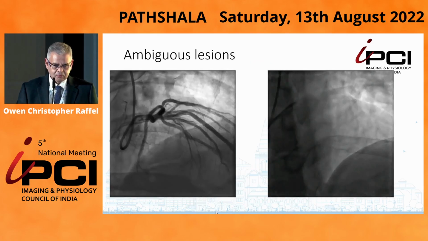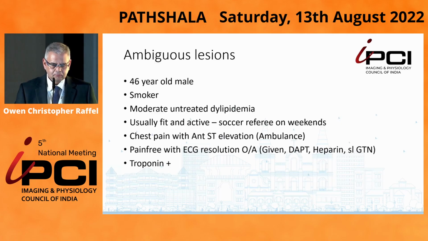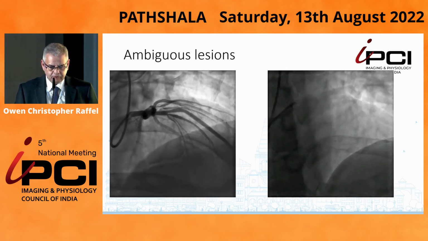Next patient, 46-year-old male, smoker, moderate untreated dyslipidemia, usually fit and active, chest pain with anterior ST elevation in the ambulance. They gave him DAPT, GTN, and heparin in the ambulance. By the time he arrived, his ECG and his pain had resolved. This is what we found.